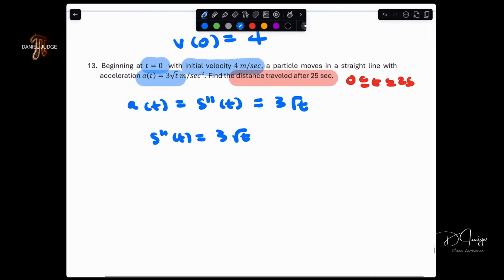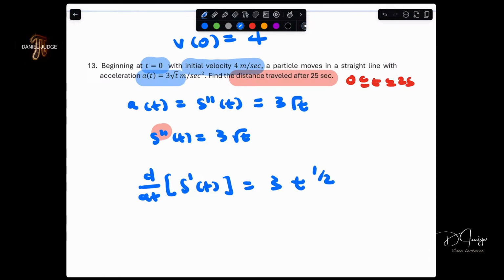But yeah, let's be careful about it. I'm just going to remark. Let's try to find the position function. As you guys know, this is a second order differential equation, and we're going to get the position function. S prime of t is 3t to the 1/2. So, we're going to integrate.